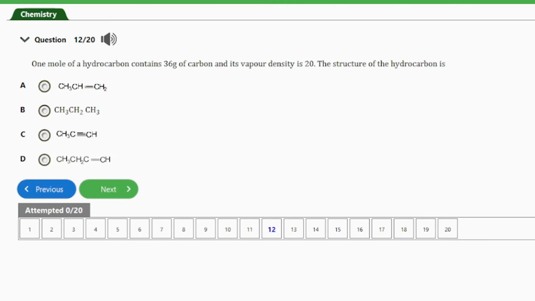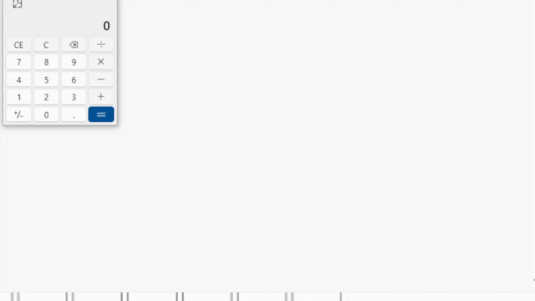Question number 12. It says 1 mole of a hydrocarbon contains 36 grams of carbon, and its vapor density is 20. The structure of the hydrocarbon is, so guys, we are going to just simply go ahead and zoom into our workspace here, and then we're going to solve together. So from the question, we are given the vapor density to be 20. So this is VD.